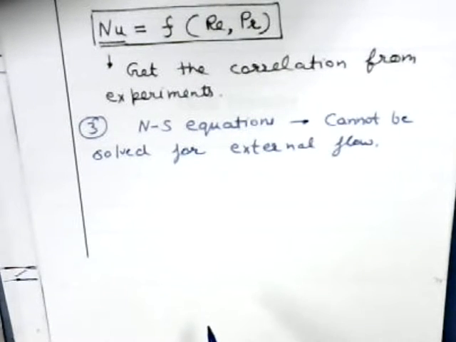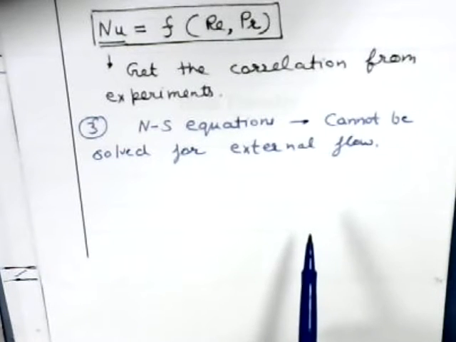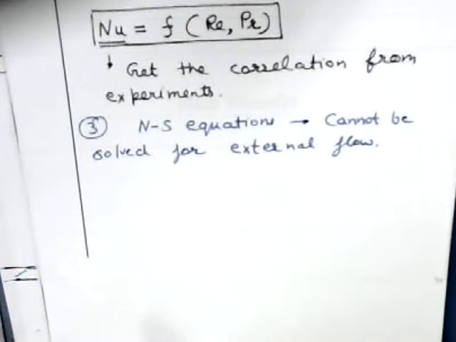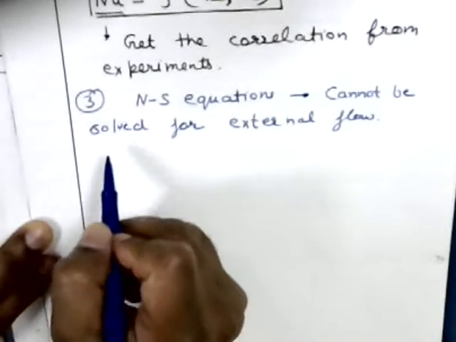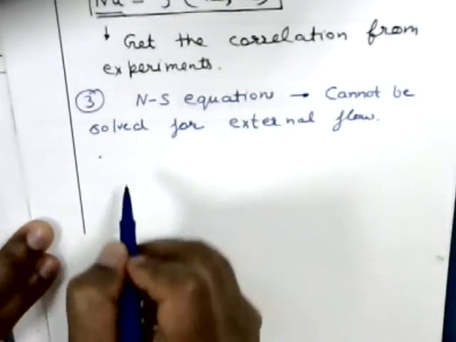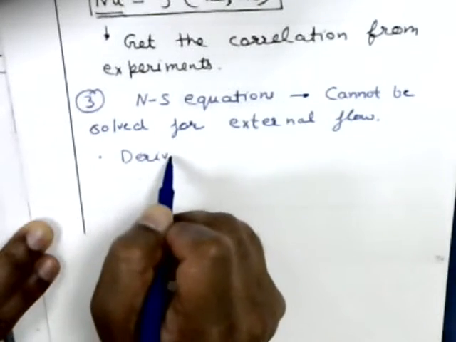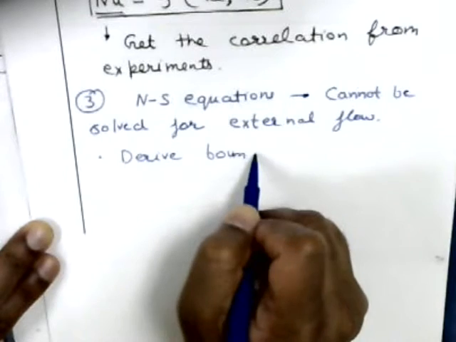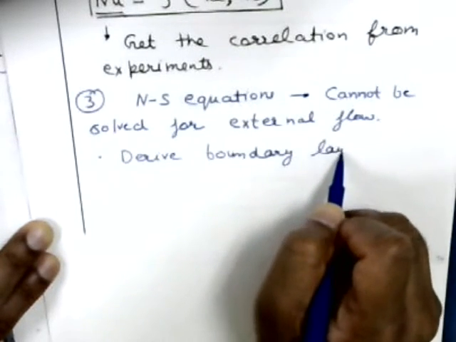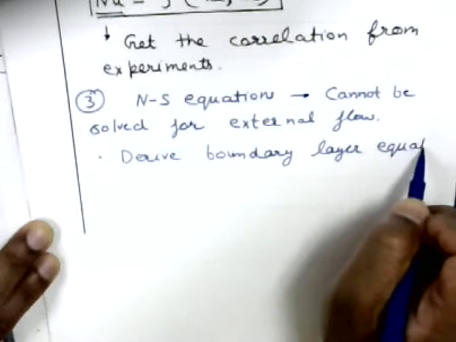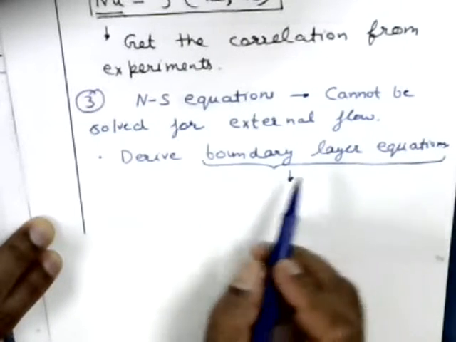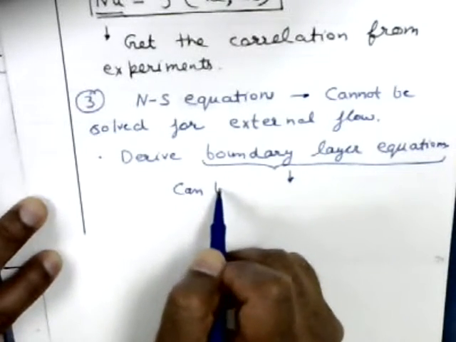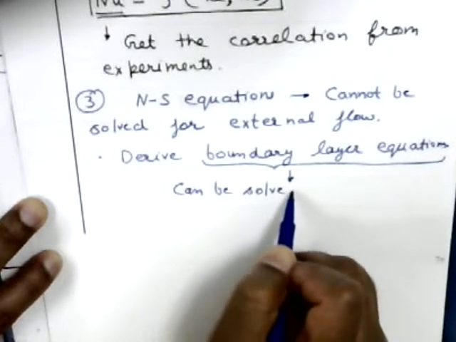For internal flow, if the flow is laminar, we have several solutions. There is Couette flow, Poiseuille flow, and some other solutions. But for external flow, there is no solution. So what we do is, from the Navier-Stokes equations, first we derive the boundary layer equations. We'll talk about that. And the boundary layer equations can be solved, although it is mathematically involved.